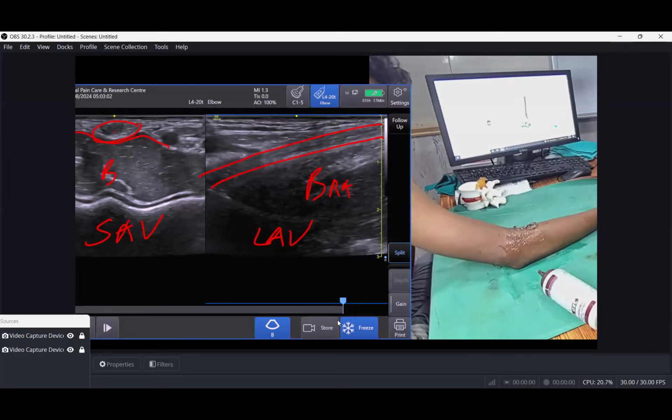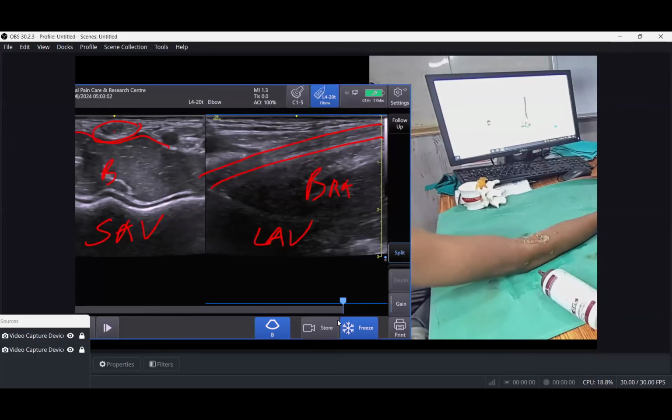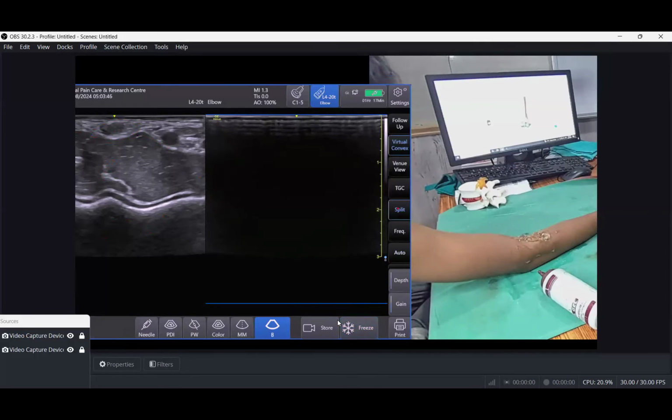Okay, so any other doubts in the elbow joint? No? Okay, let's go to the wrist now.